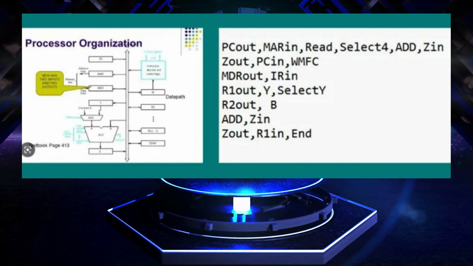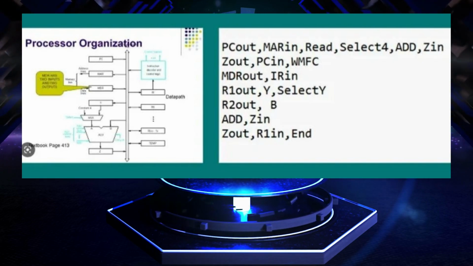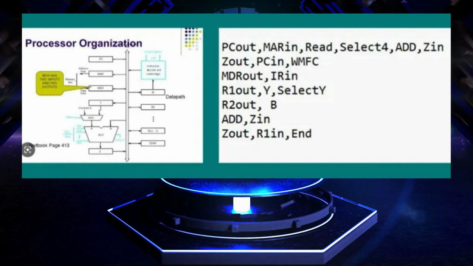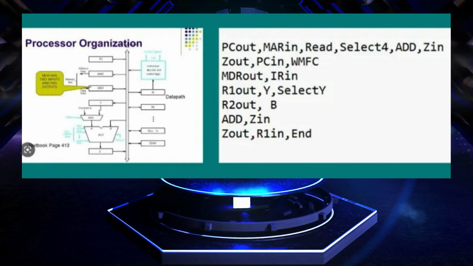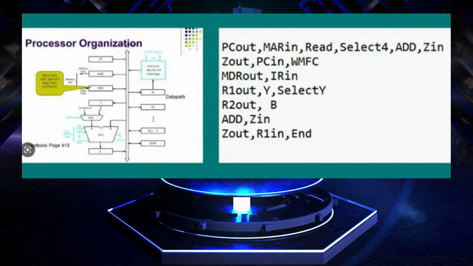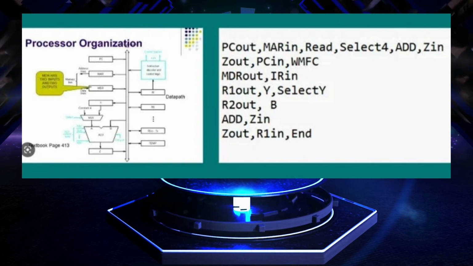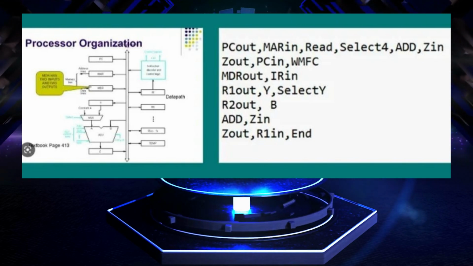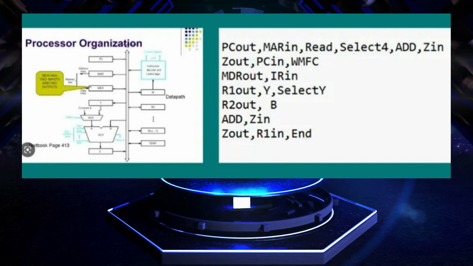So the first thing that we need to do is take the content of PC through the bus and transfer it to the MAR. So PC out, MAR in. We are taking the address, giving it to MAR and asking MAR to find this address and the content stored at that address. So we are asking it to read whatever is stored at that particular memory location.